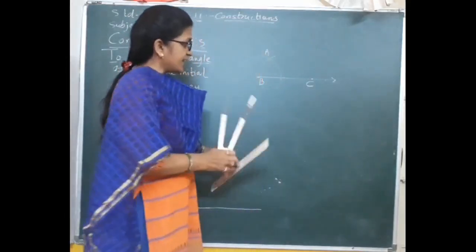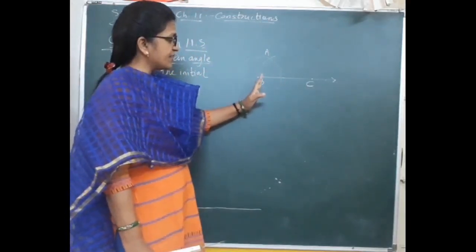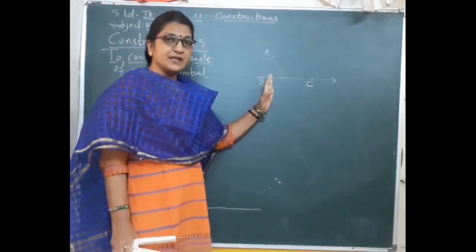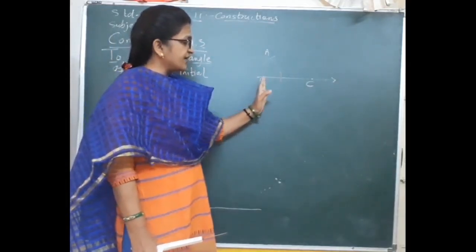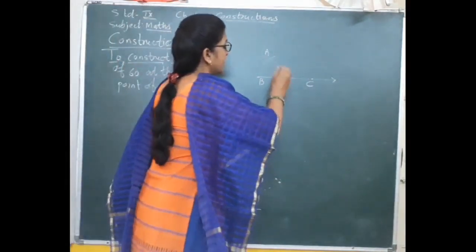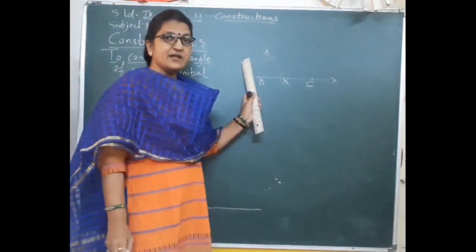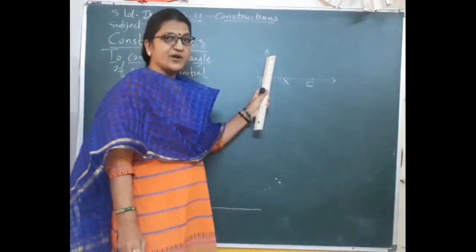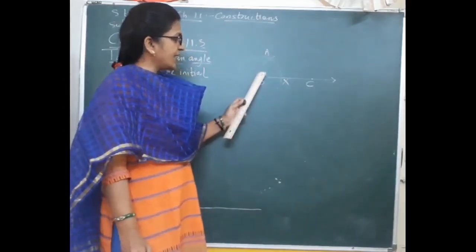Once again, BC is the given ray. At initial point B, we have to construct an angle of measure 60. Now with any arbitrary radius, draw an arc which intersects ray BC at point X. Now, keeping the radius the same, draw another arc which will intersect our previous arc at point A. Now, draw ray BA.